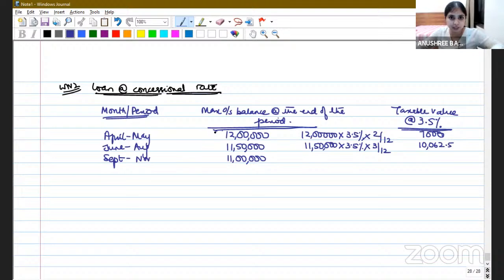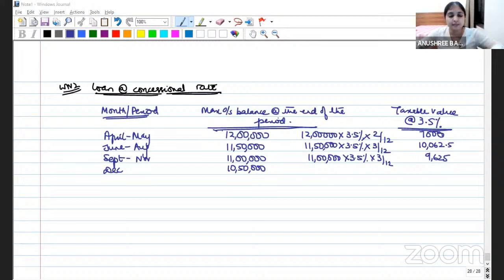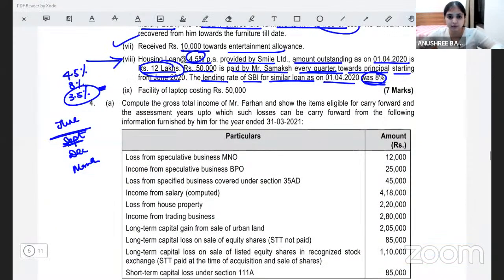So September to November, it's going to remain 11 lakh. September, he pays off 50,000. So September also 11 lakh only due. October also 11 lakh only due. November also 11 lakh only due. Next payment will be made only in December. So on this 11 lakh, we will calculate 3.5% interest for 3 months, September, October, November. So how much do you get? You will get 9,625. Then December again he pays off 50,000, 10 lakh 50,000 will be outstanding now. December, Jan, Feb, 10 lakh 50 only will be outstanding.